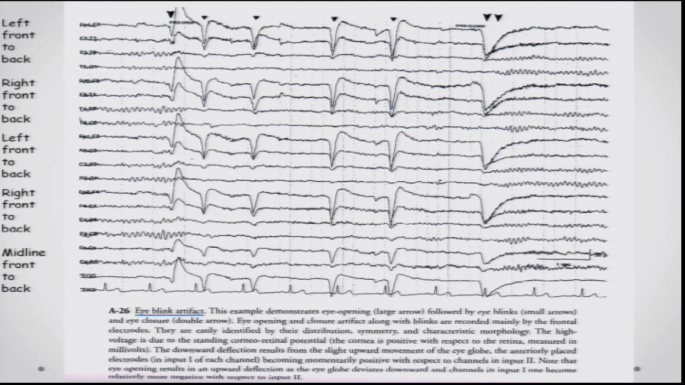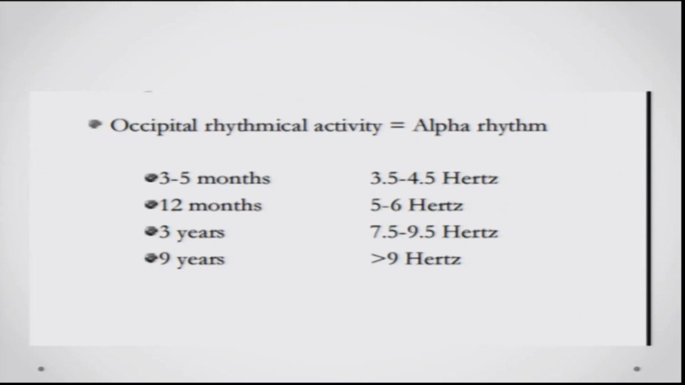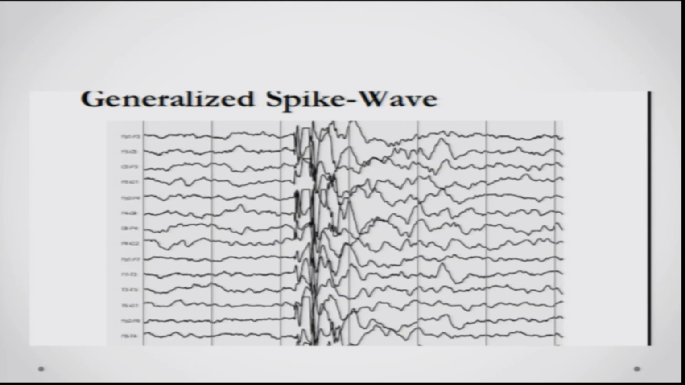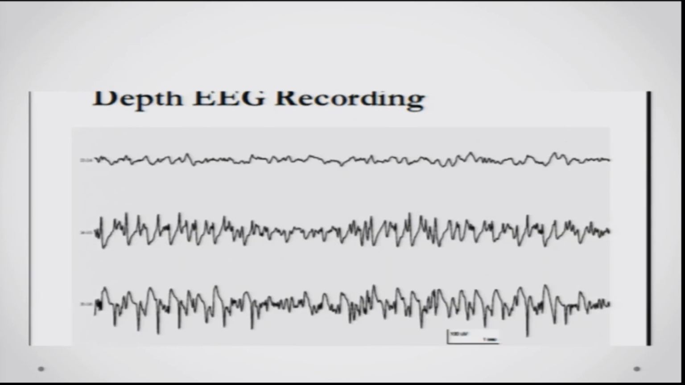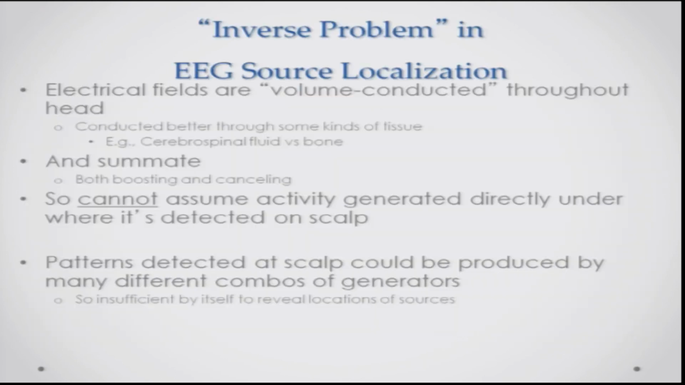This is an eye blink. This is how it grows: 3 to 5 months is slow, 12 months. So, alpha normally comes by 9 years of age. EEG is used to diagnose. This is a spike wave. This is abnormal in an awake state. So, if you go into the deep, you will find a different type of recording.